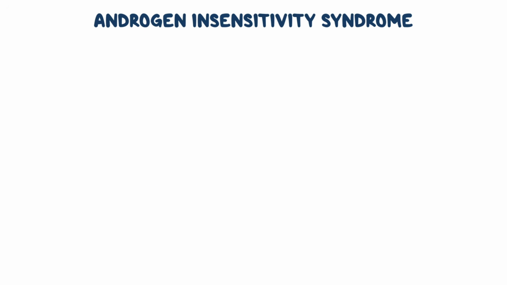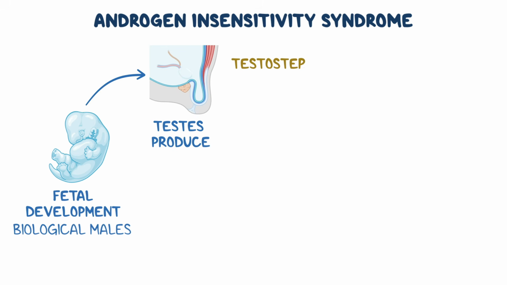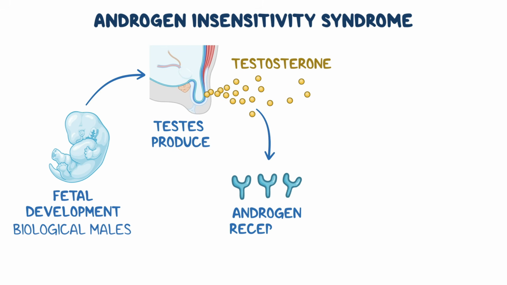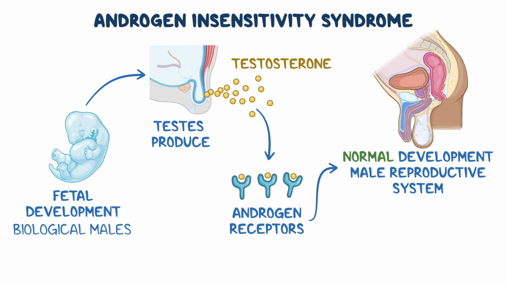Now, moving on to androgen insensitivity syndrome. During fetal development in biological males, the testes produce testosterone, which binds to androgen receptors and promotes the normal development of the male reproductive system, including the external genitalia.